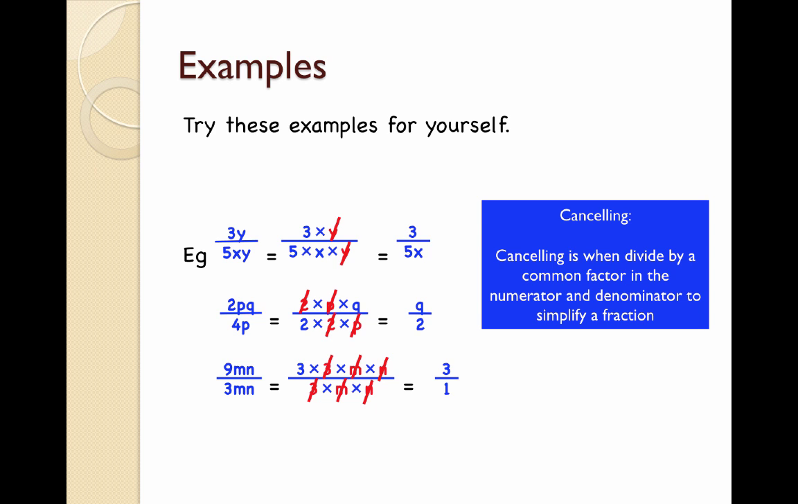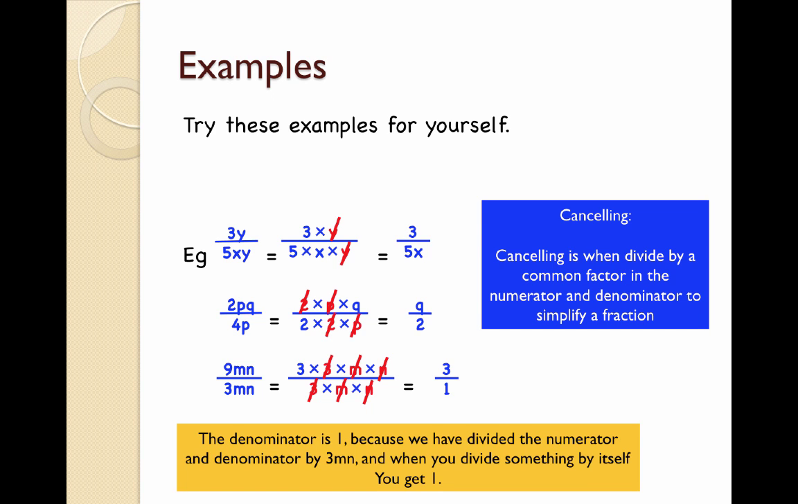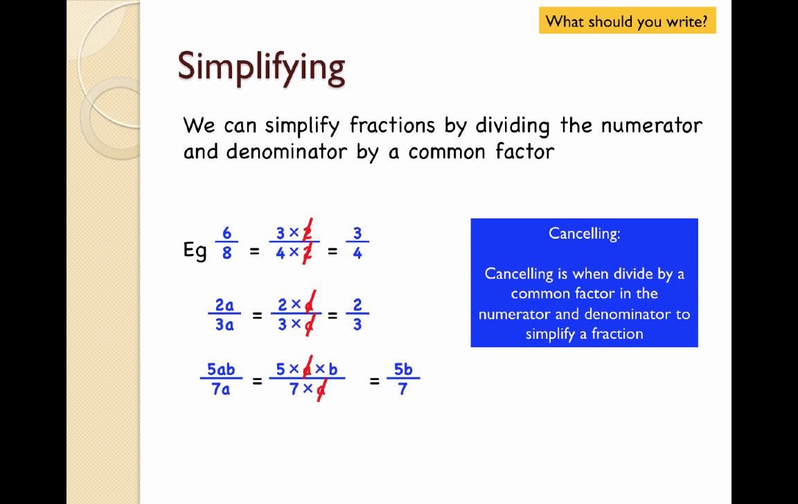Now you might be wondering why I have a 1 in my denominator. Well, the denominator is 1 because we divided the numerator and the denominator by 3mn, and when you divide something by itself, you get 1. So we got 3 over 1. Now 3 over 1 as a fraction is 3 divided by 1, so we can simplify this fully to just 3. And those are our examples.